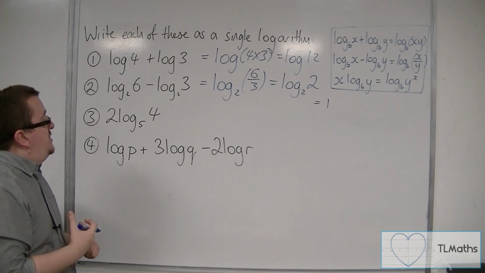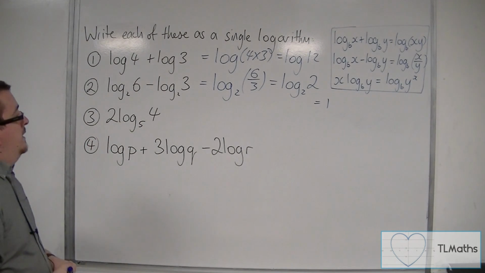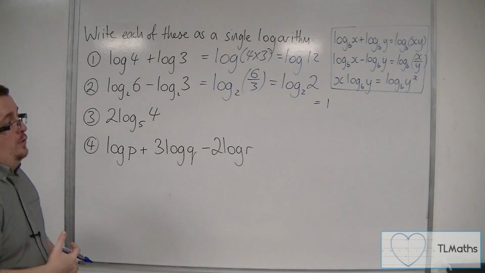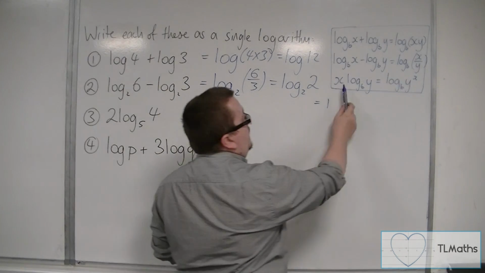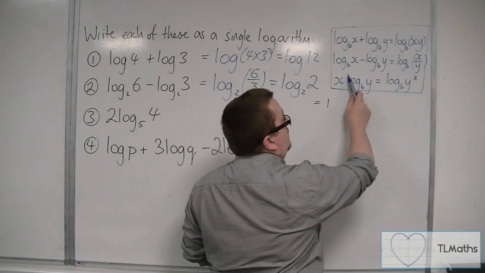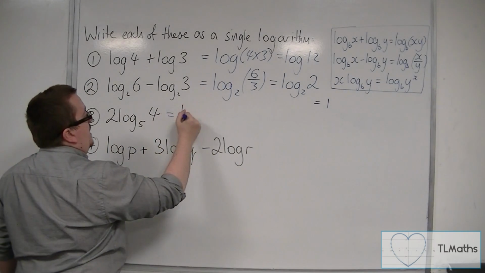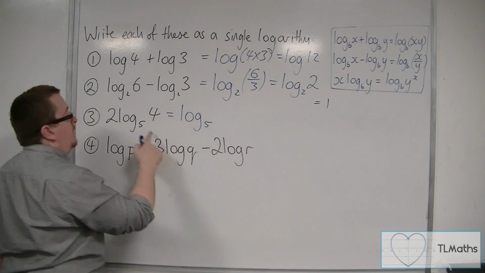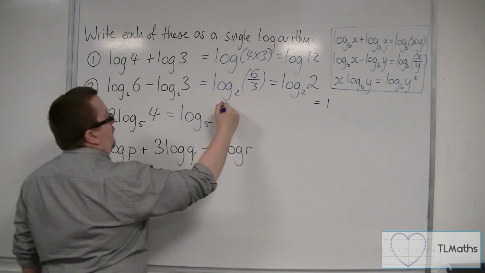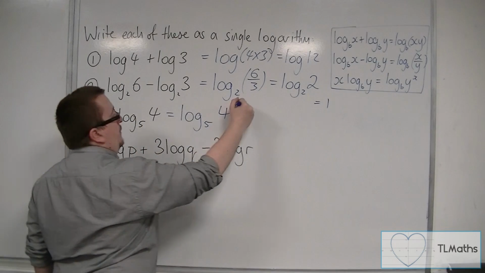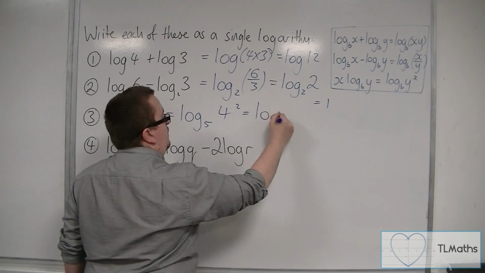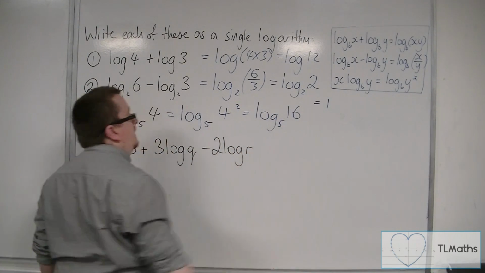Let's look at number 3, 2 log base 5 of 4. Well, this uses the third law, where we can see that if we've got this number outside the logarithm, then it can be brought up into the power. So this is the same as log base 5, because the base will remain the same, of 4 to the power of 2. So that's log base 5 of 16.